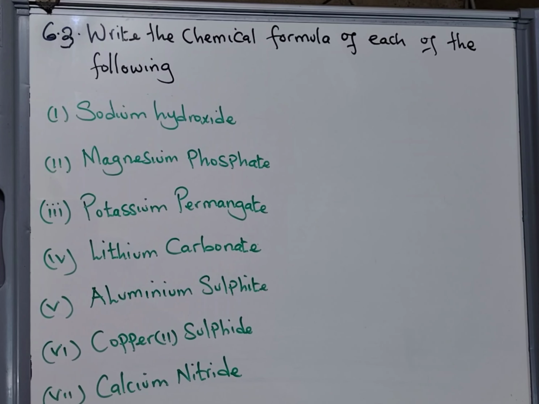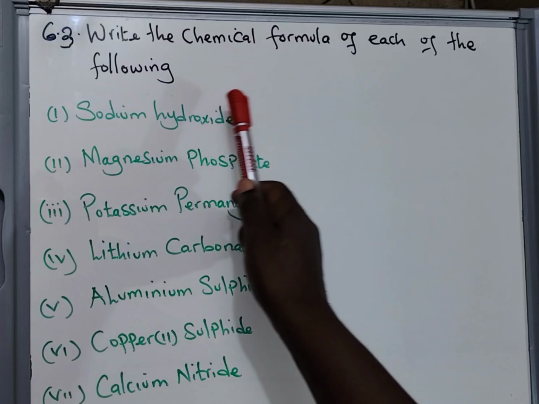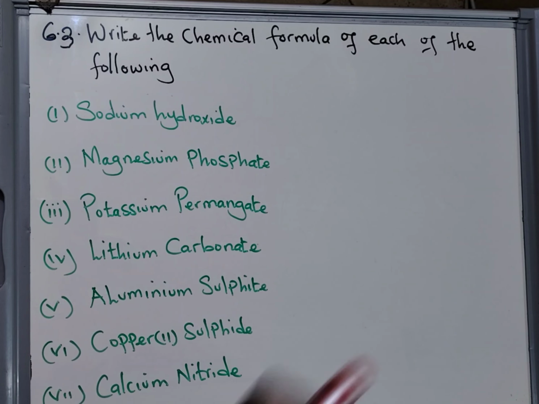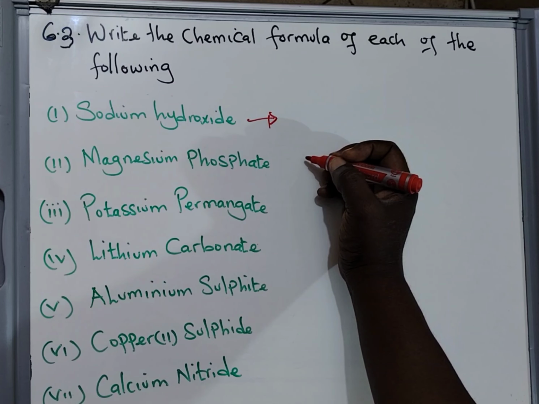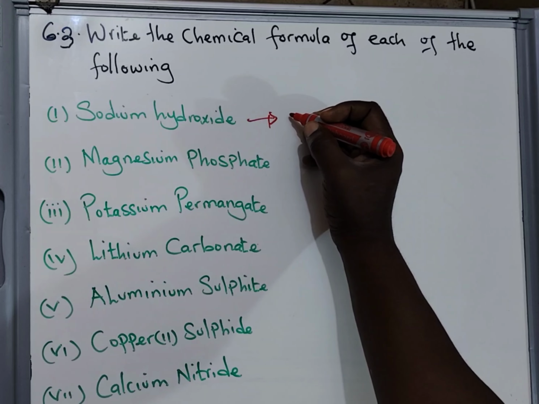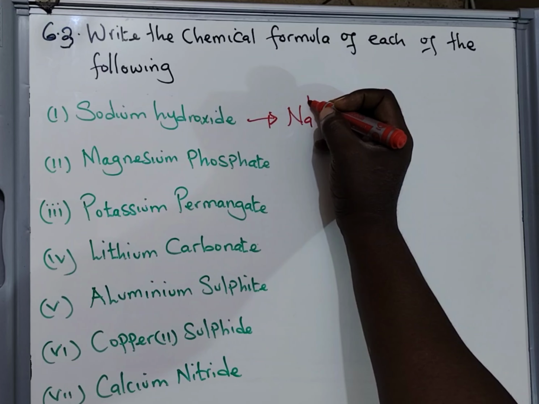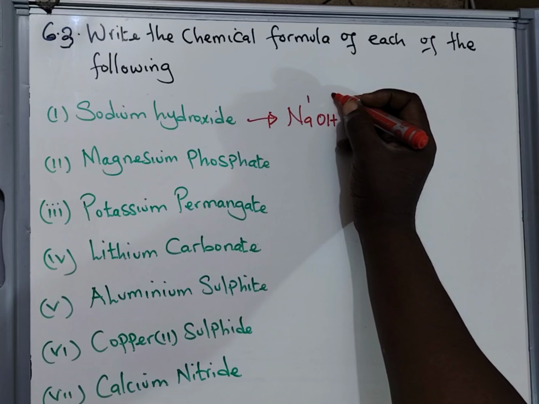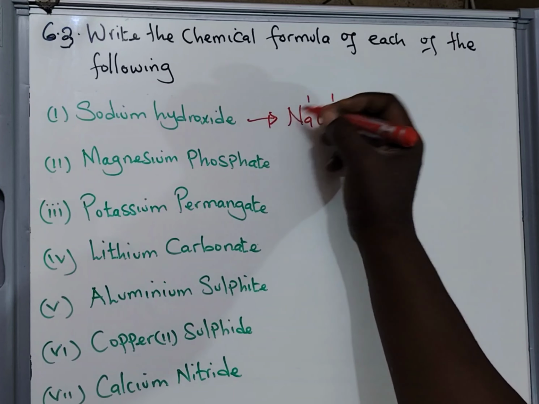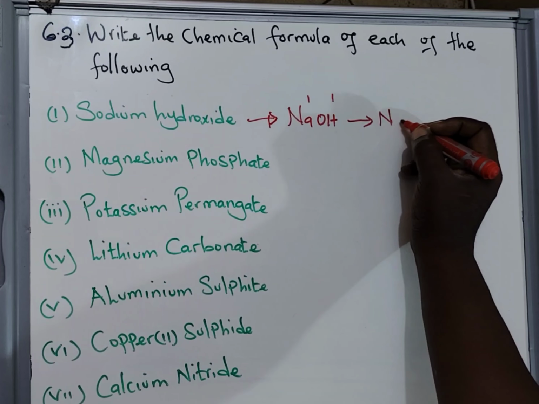Yeah, then this one comes. It says write the chemical formula of each of the following. Okay, the first one is sodium hydroxide. What is it? We have sodium, it's valence 1, and hydroxide is valence 1. If they are the same, you ignore them and you get NaOH.